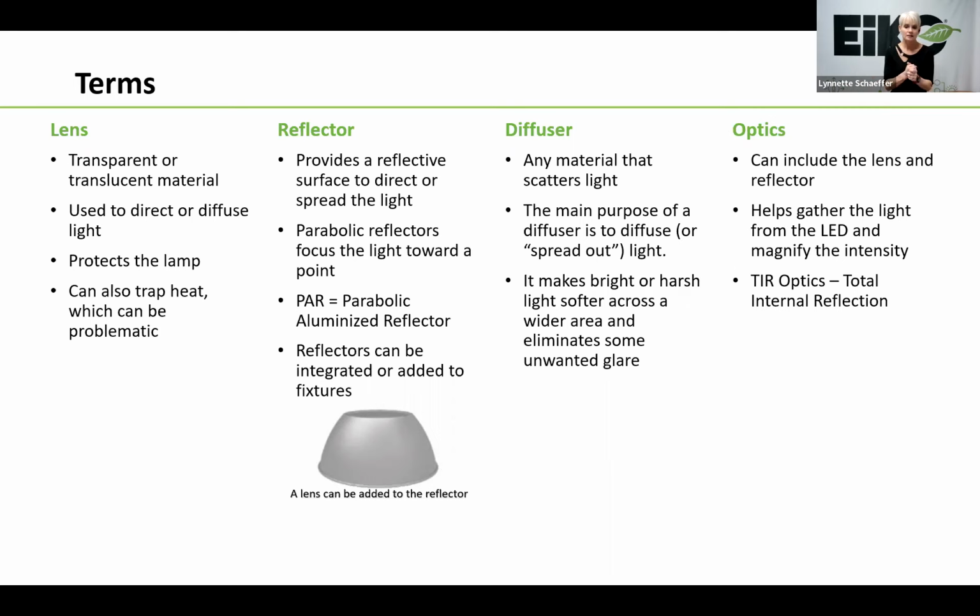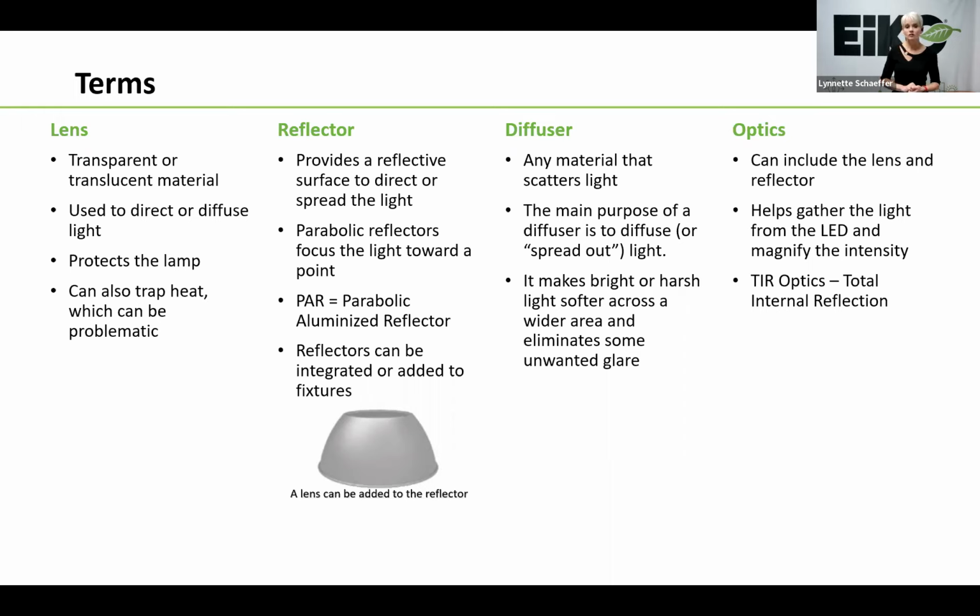So what manufacturers do is they'll use a secondary optic, which consists of sometimes just a lens. Sometimes it will consist of a reflector. All of these things can help the light get onto the work surface. It also magnifies the intensity to be more concentrated. So it does actually get to the work surface and you achieve the light levels that you want. But all four of these things, whether it's a lens, a reflector, a diffuser, or optics, all work together.